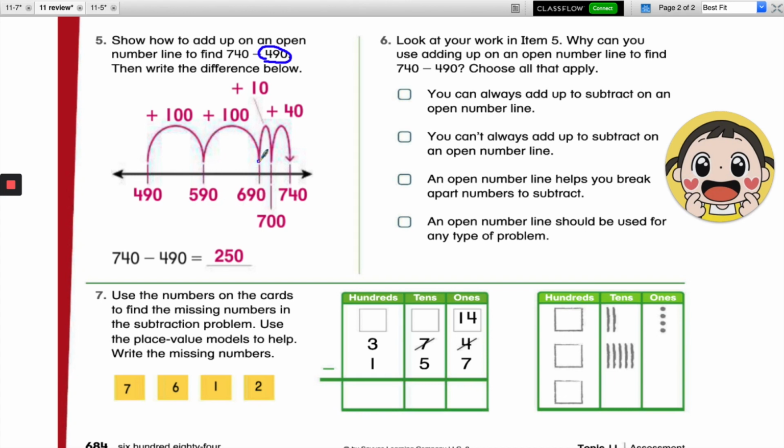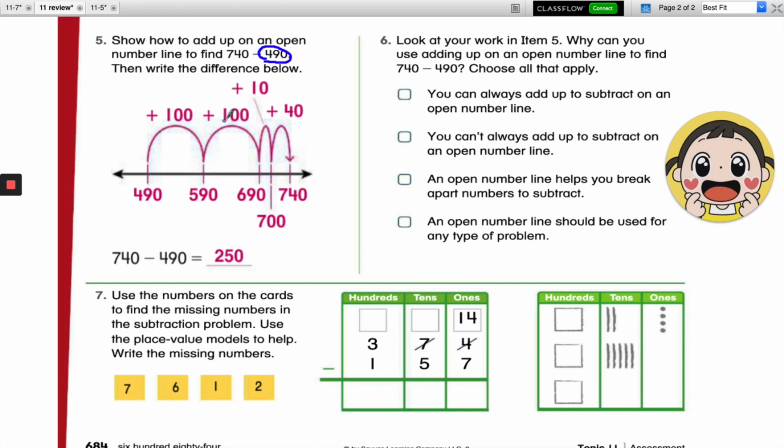If we were to add another 100, that would be 790, and that would be too much, so that's why we need to stop. So we stop at 690, and then we start adding tens. Add a 10, make it 700. Then we add 4 more tens to make 740. Then we add these up together to get this.